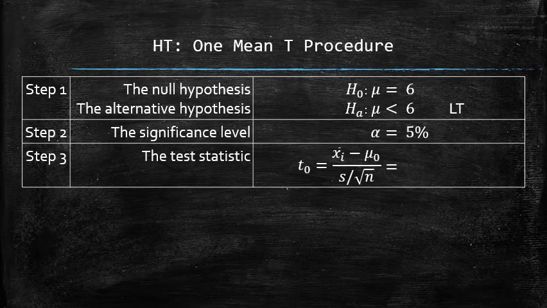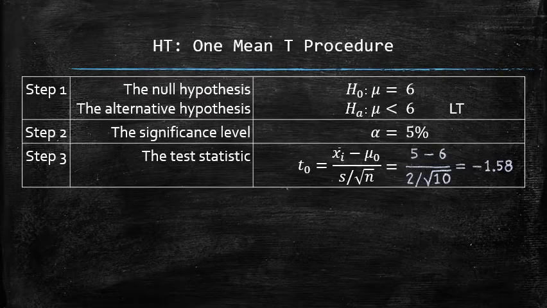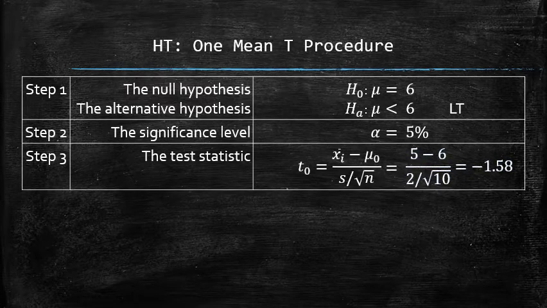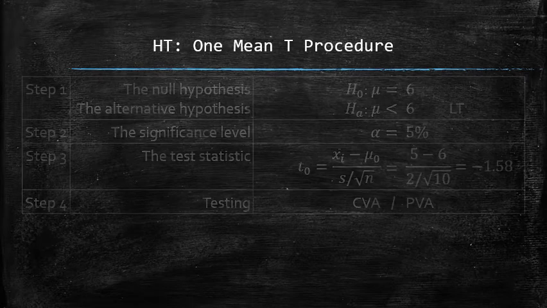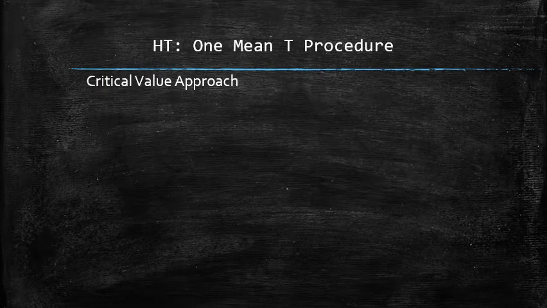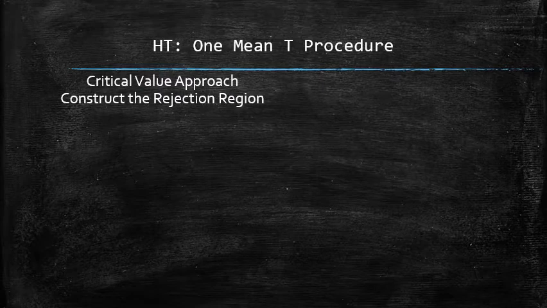The test statistic can be computed using the formula. In our case, the test statistic T0 is equal to negative 1.58. Step 3 is complete. Next, we will test the hypothesis using two different approaches, the critical value and the p-value. In the critical value approach, we construct the rejection region. In this approach, we need to know the significance level alpha and the type of the test.